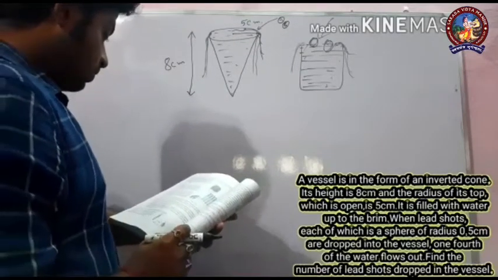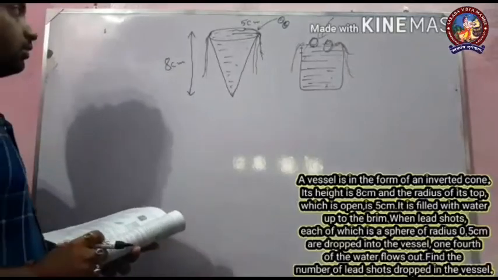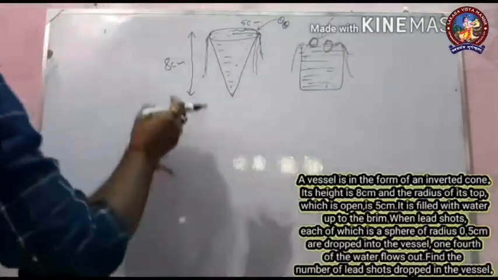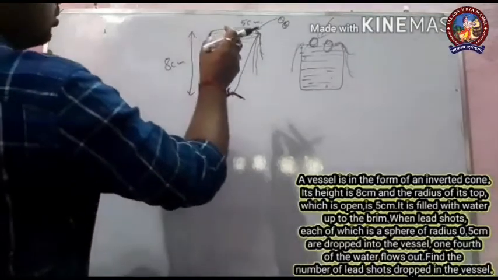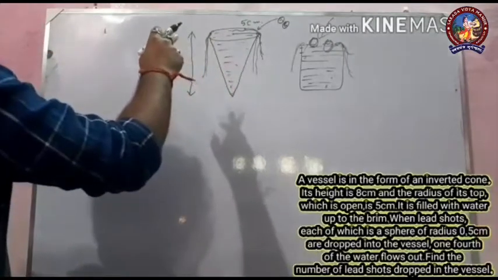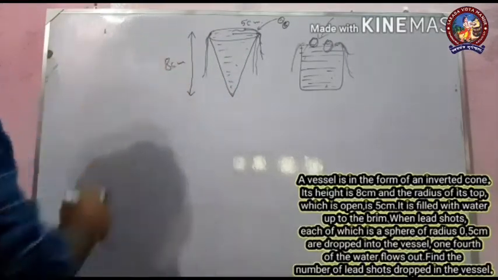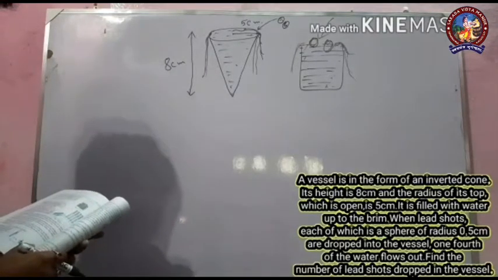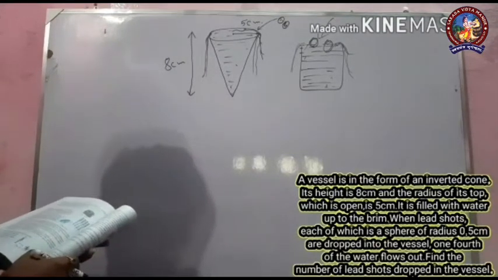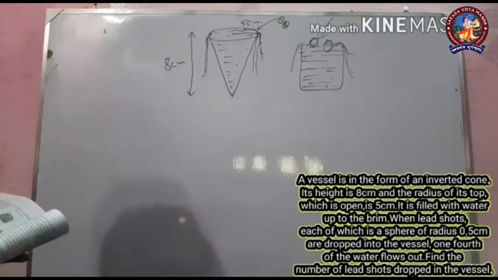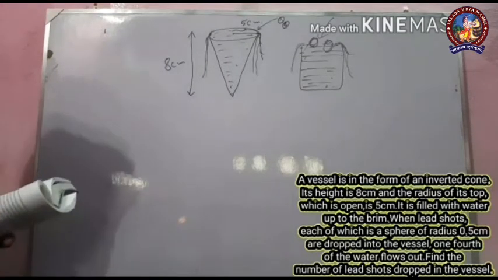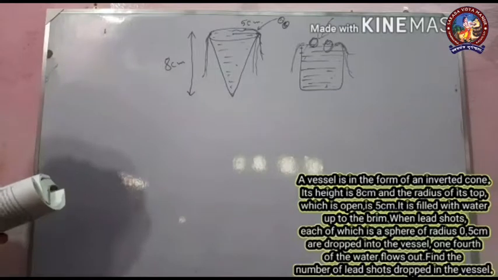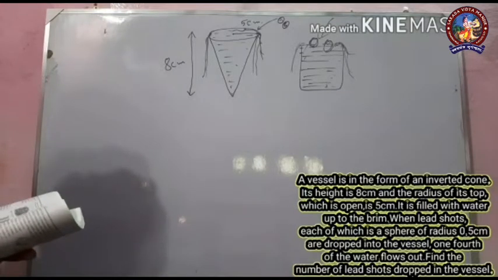Find the number of lead shots dropped in the vessel. That means I don't know the number of lead shots which are dropped into the vessel. I have to calculate that, I have to find out the number of the lead shots. Now, for this, let's write which things are given here.